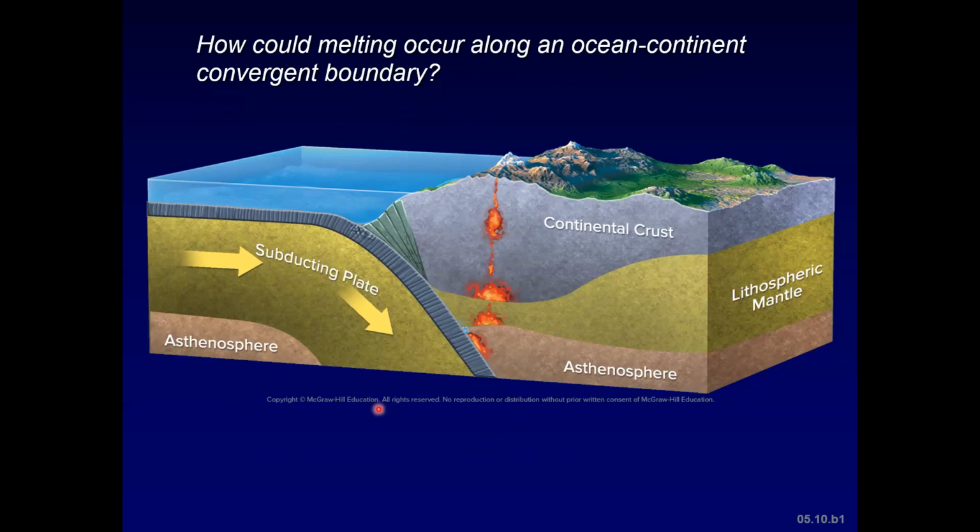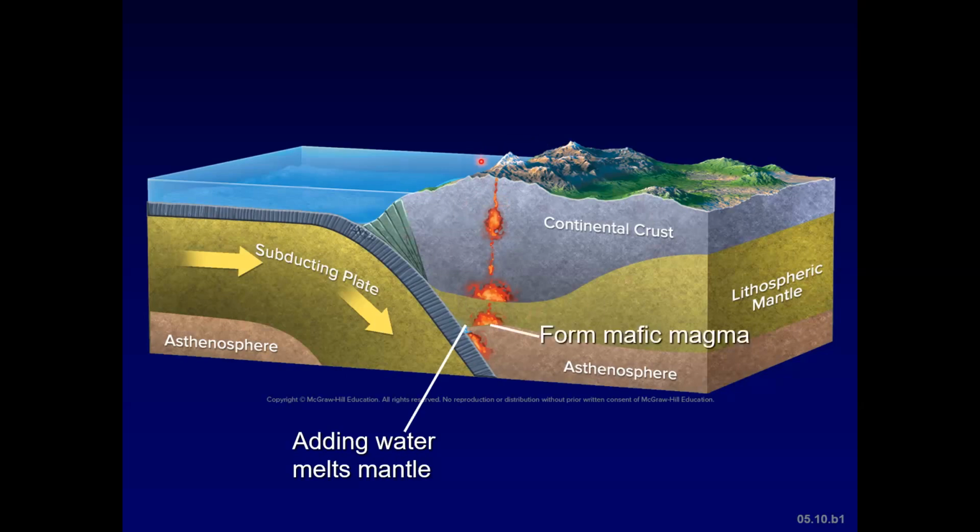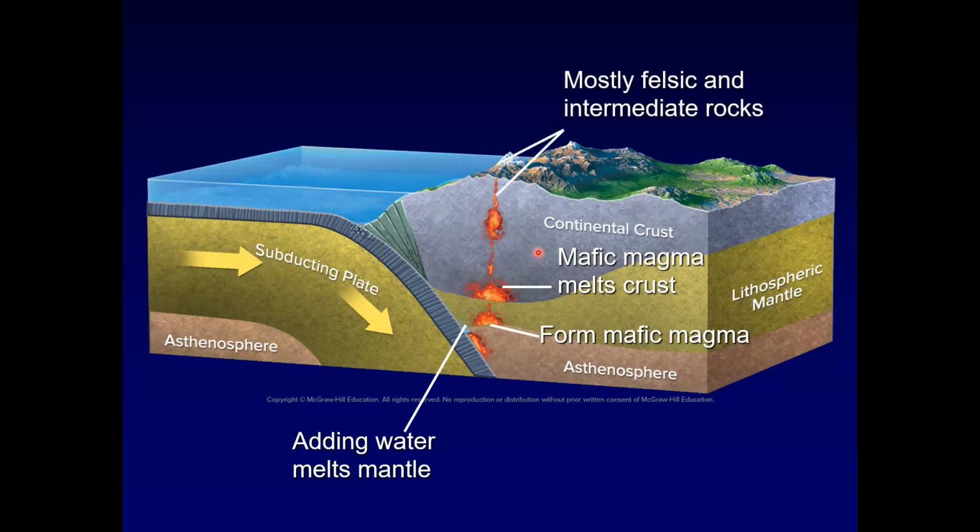All right, so what about an ocean-continent convergent boundary? You have subduction again, and that adds water. It helps to melt the mantle. That rises upward and mixes with continental crust. This is mafic at first, but that mafic magma melts continental crust, which is felsic in composition. So you'll get mostly felsic and intermediate rocks in these volcanoes, or subsurface intrusive igneous rocks.